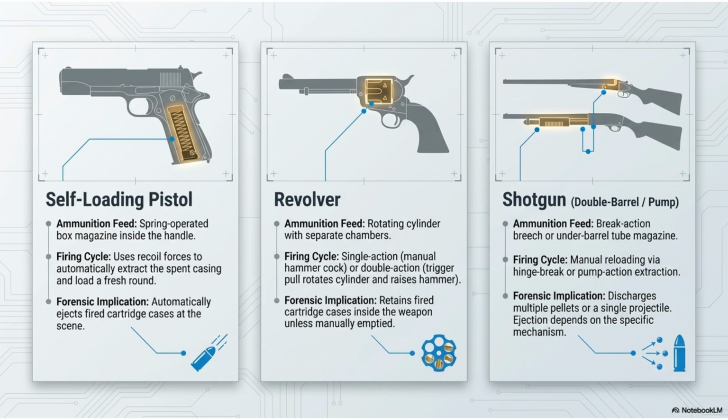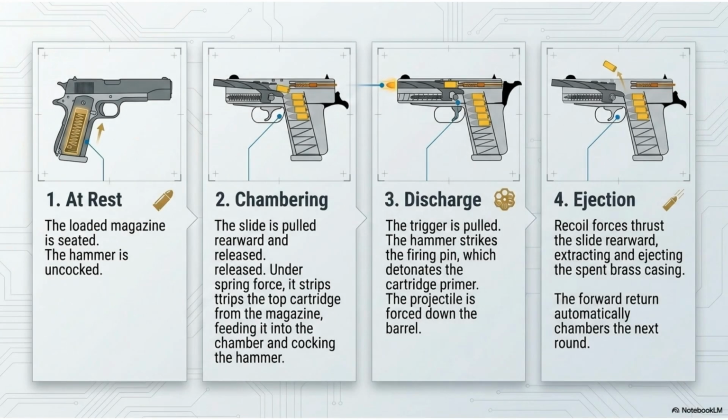Self-loading pistols automatically eject fired casings, while revolvers retain them. Shotguns discharge multiple pellets or a single projectile. The self-loading pistol firing sequence involves 4 steps: at rest, chambering, discharge, and ejection. Recoil forces eject the spent casing and automatically chamber the next round.